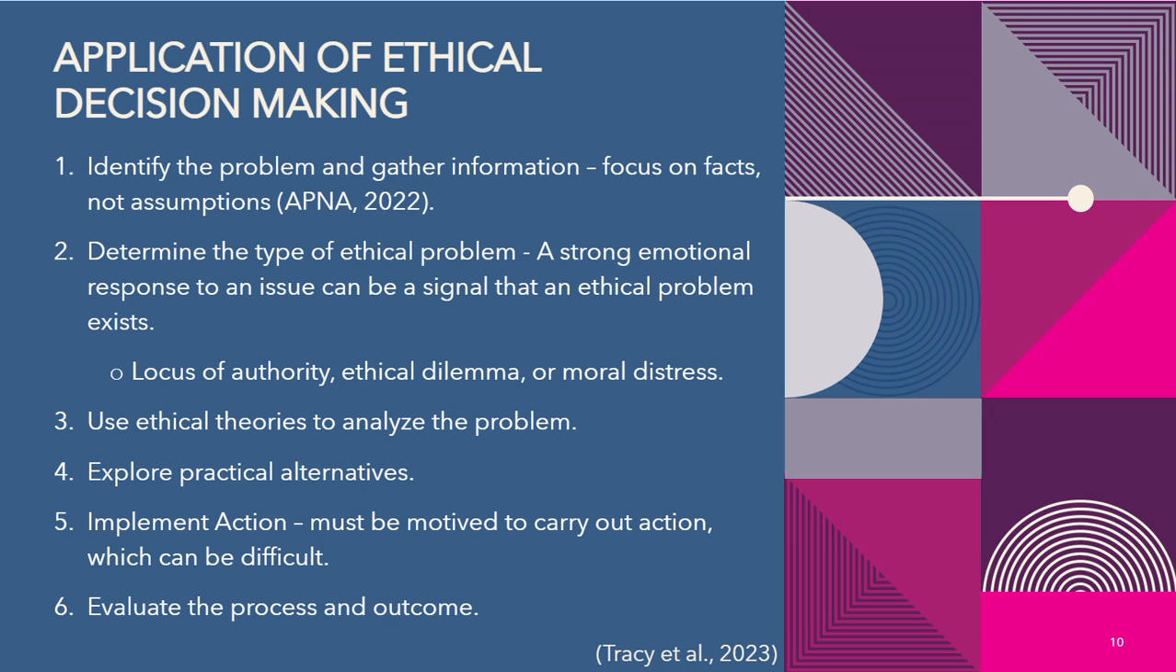Third, use ethical theories to analyze the problem. Fourth, explore practical alternatives. Use imagination for a wide range of alternatives. Be diligent in assessing feasibility of actions chosen. Fifth, implement action. The APRN must be motivated to carry out the action, which can be difficult. Not acting at this point is a conscious choice that can carry consequences.